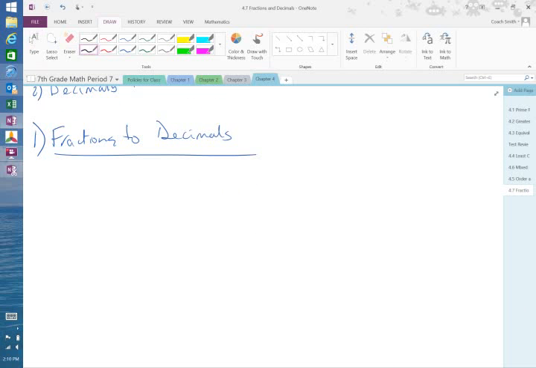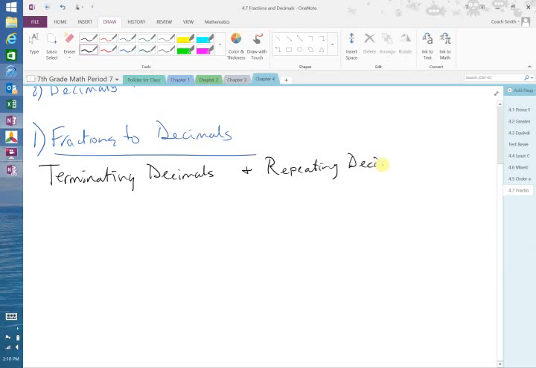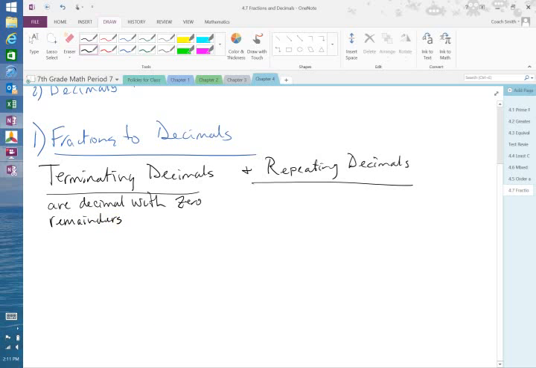Okay, when we talk about fractions to decimals, we have two types of answers: terminating decimals and repeating decimals. Terminating decimals are decimals with zero remainders. Repeating decimal numbers are decimals with repeating remainders. So let's look at an example of each one.